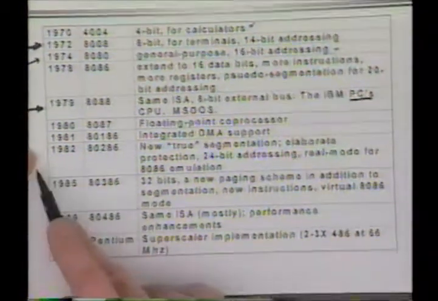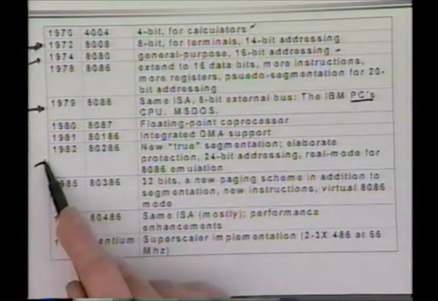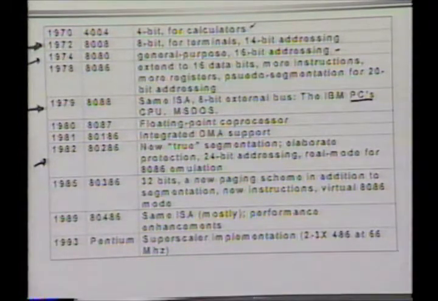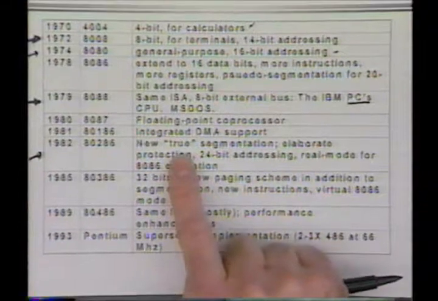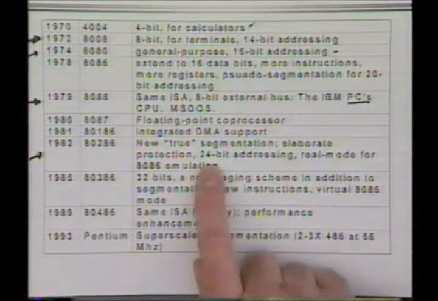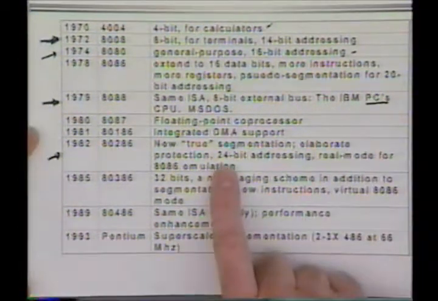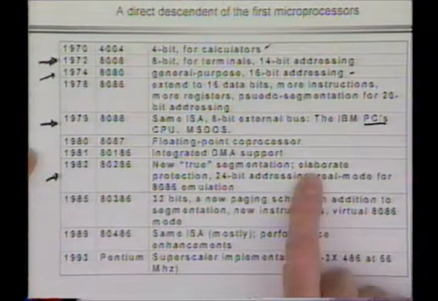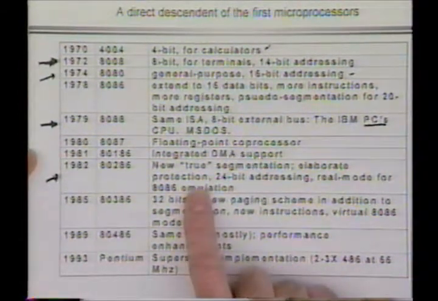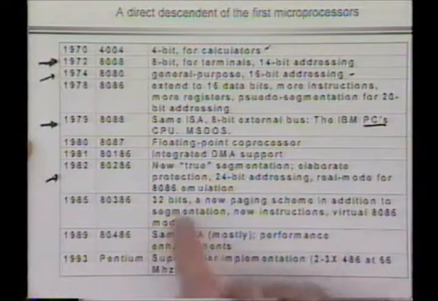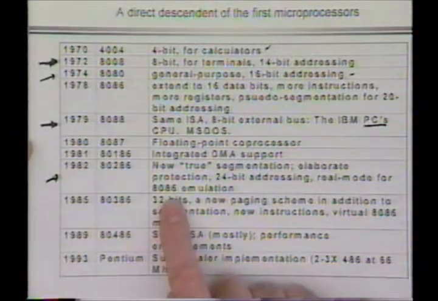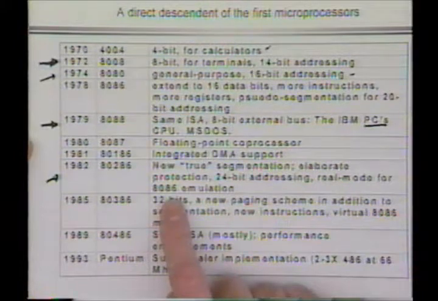But the next major change was in 1982 when they announced the 286. And this is the point at which they really have true segmentation. We'll see how that works. They went from 20 to 24-bit addressing. They invented an elaborate protection model that allows multiple rings of protection from user state to kernel state and complex transitions from one to the other.